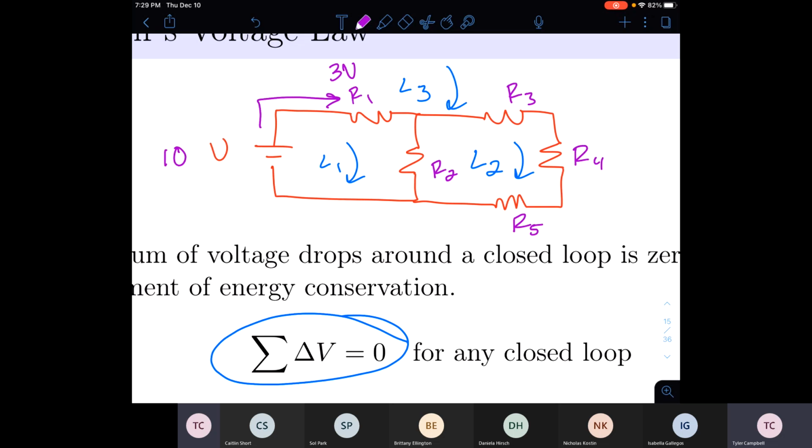Or depending on which loop I choose. Just keep in mind that that energy cannot be lost anywhere, and no matter what loop I choose, no matter what circuit elements I have, energy has to be conserved.